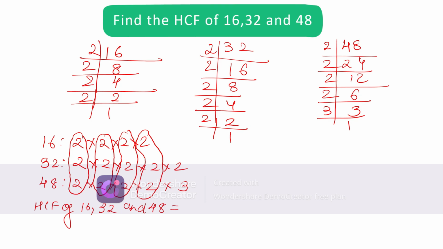So the HCF of 16, 32 and 48 is equal to, now whatever you have circled you have to write it only once. For example this 2 into, second thing that you have circled is again 2, third thing again 2 and again 2 over here. So 2 into 2 is 4, 4 into 2 is 8, 8 into 2 is 16. So the HCF of 16, 32 and 48 is 16.